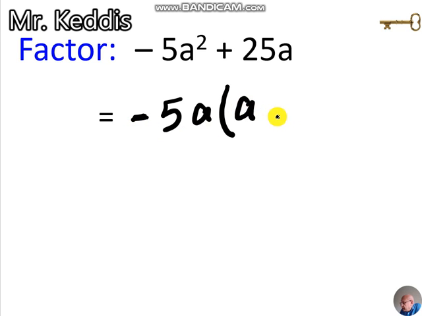Negative times what, to get positive? Times positive. No, negative times positive, I get negative, but here it is positive. I have to change this positive to negative. Means negative times the negative to get positive. Times what? You get 25, negative 5. When you multiply negative 5a times negative 5, I get positive 25a. And this is the answer.